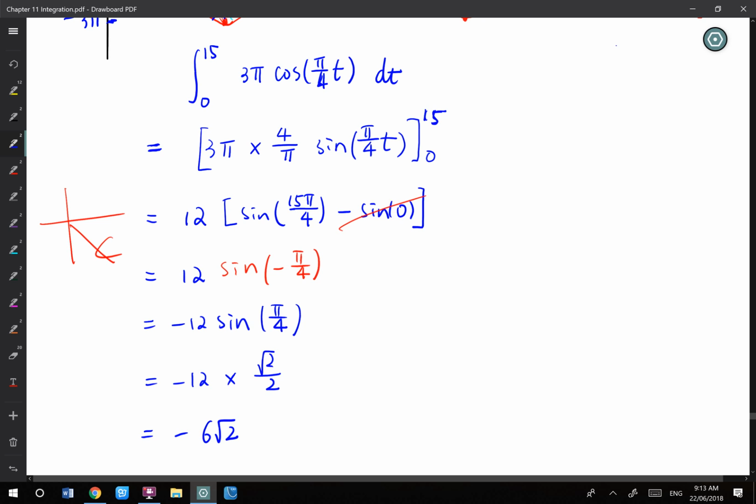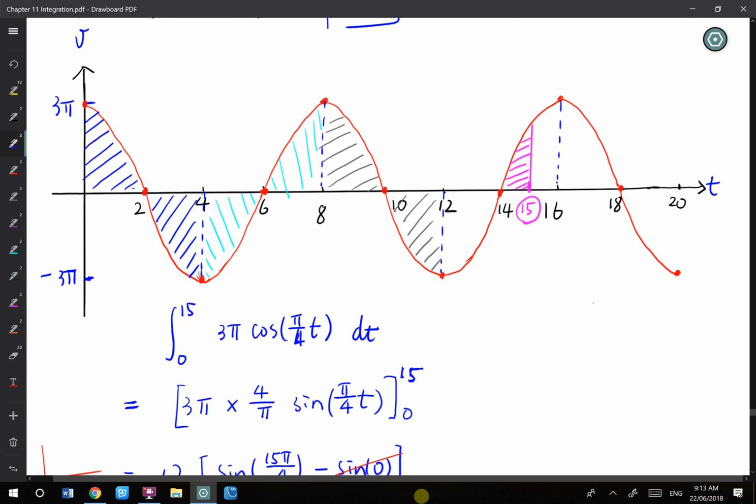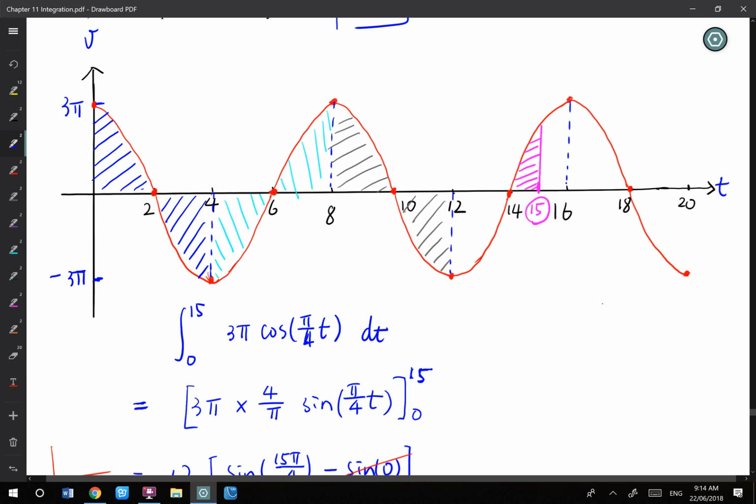Because to talk about the sine area, you just do the integral. But let's have a look. Well, I know you can do the calculation, but let's have a look. What is the important thing? We want to find the integral between 0 to 15.